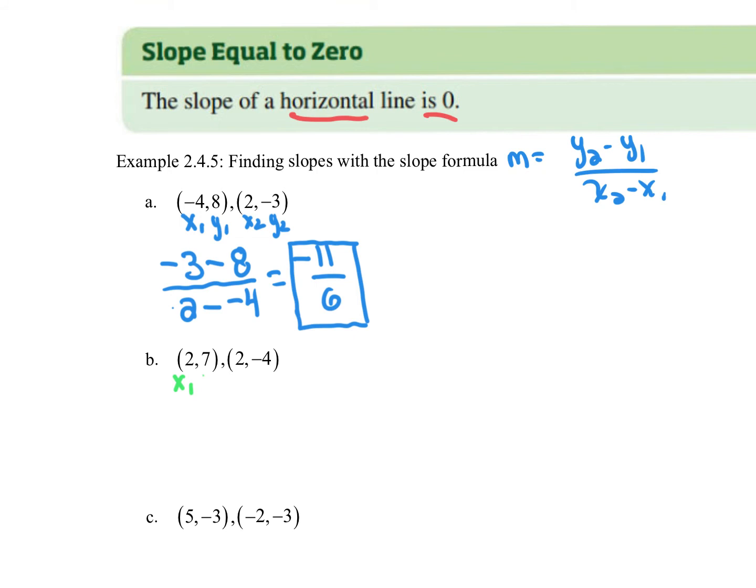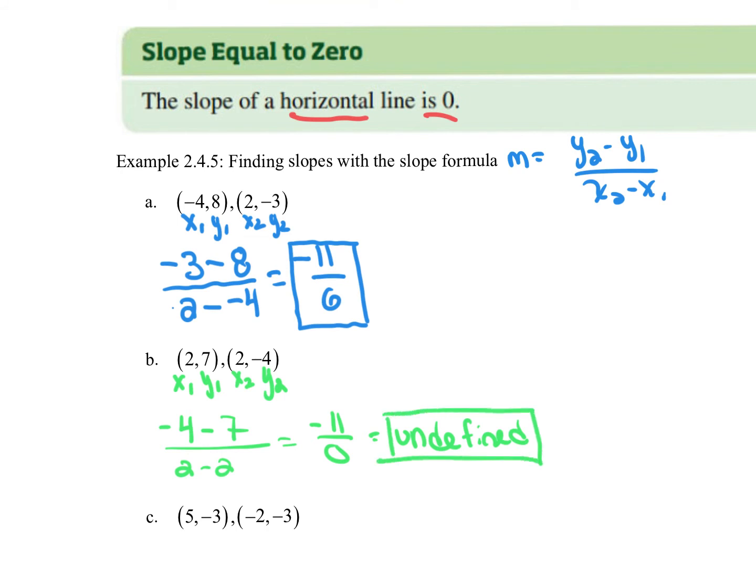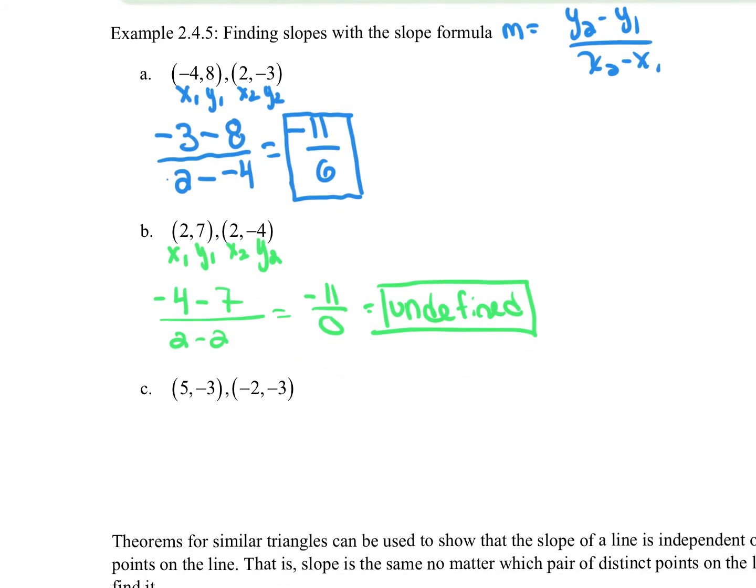Try the next one. x1, y1, x2, y2. So if I do my formula, I get negative 4 minus 7 over 2 minus 2, which equals negative 11 over 0. You can't divide by 0. That's called undefined. And that means that I had a vertical line. You can tell that it was a vertical line because, if you remember earlier when I was talking about the vertical line, I said that the y changes, but the x's don't change. So if you look right here, these x's didn't change.